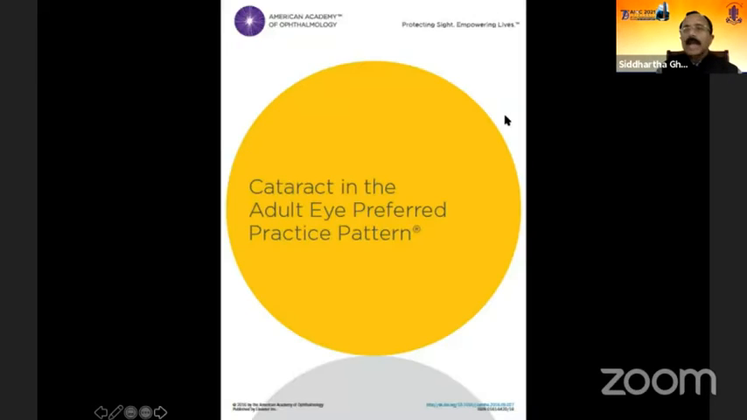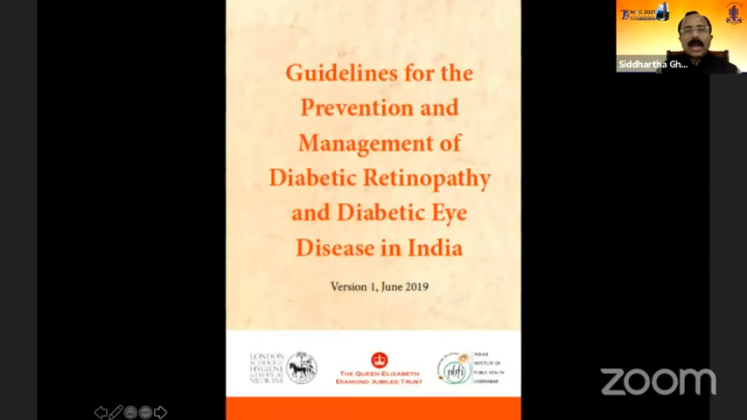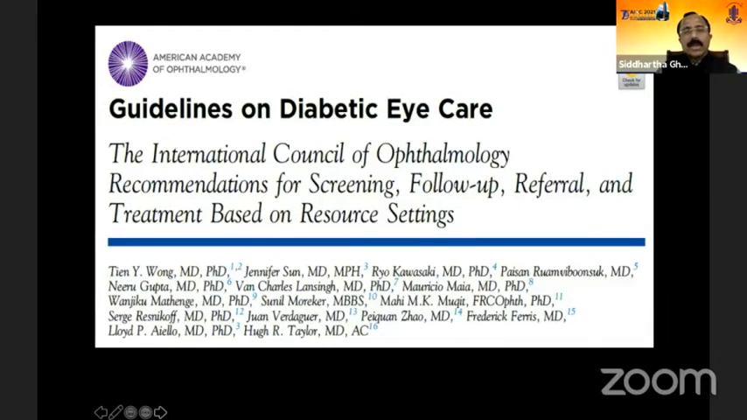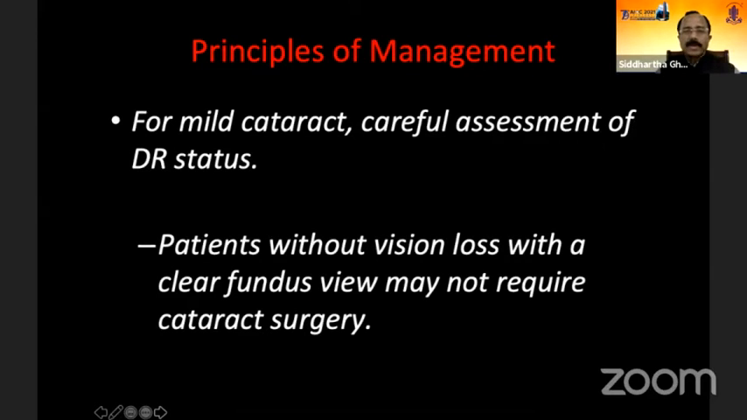Well, as for the guidelines, as you can see, there are many guidelines, both international and national guidelines available. And you know, all these guidelines want to take care of the local needs and local problems. But principally, these guidelines tell us the same principles of management. So let us look at the principles of management.